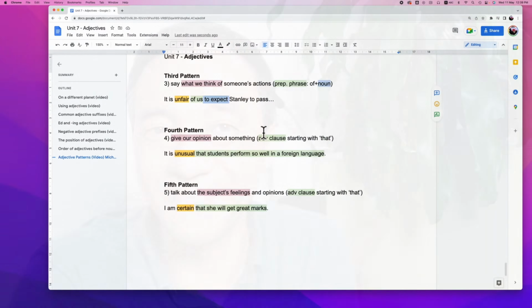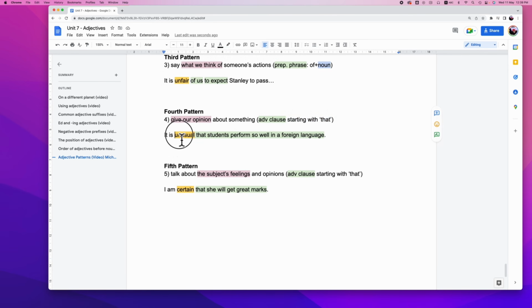To give our opinion about something, we use this pattern, the fourth pattern. Let's take a look. This time, we use an adverbial clause, a complete sentence functioning as an adverb, starting with that. Example: it is unusual. Unusual what? It is further elaborated by an adverbial clause: that students perform so well in a foreign language. So this complete sentence is telling you more about unusual. It further elaborates, or we call it modifies, the adjective unusual.